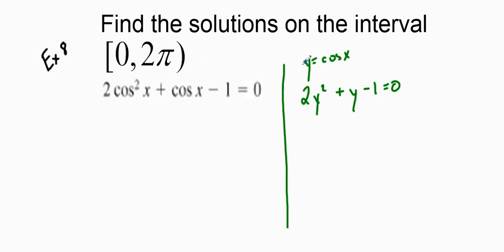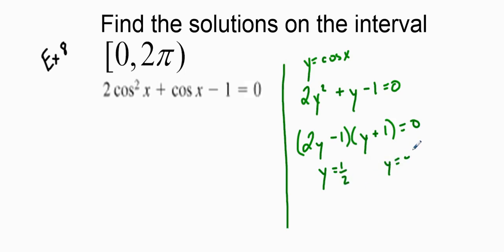Maybe put in a u substitution, or whatever you want to have. Now, if we want to solve for y in this case, it's very similar, because we want to solve for cosine. We can actually factor this, I think. So we have 2y minus 1, and then we'd have y plus 1 equaling 0. And so we would have our final solutions: y equaling 1/2, and then y equaling -1.